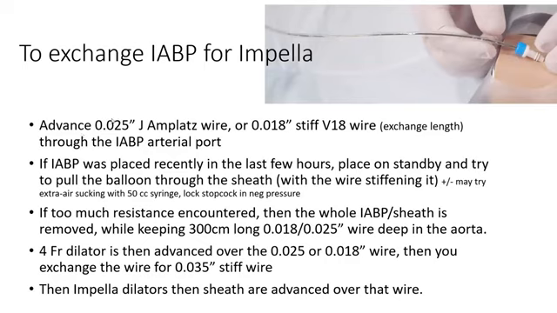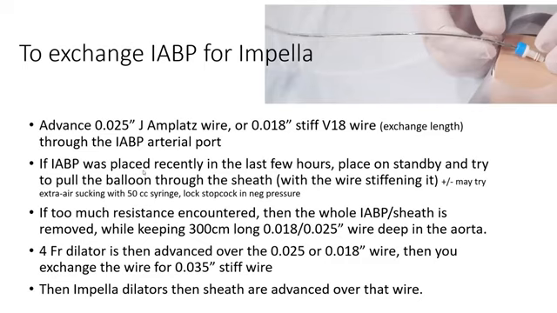And this is how we exchange balloon pump. One, you advance a stiff wire, not the 0.25 that comes with the console. You get an 0.25-inch J Amplatz wire. It is available. Or you can get 0.18-inch stiff V18 wire if you don't have that Amplatz wire. You get a long one, 300 centimeter. You advance those through the arterial lumen, which is the wire lumen of the balloon pump. You advance those deep in the aorta.